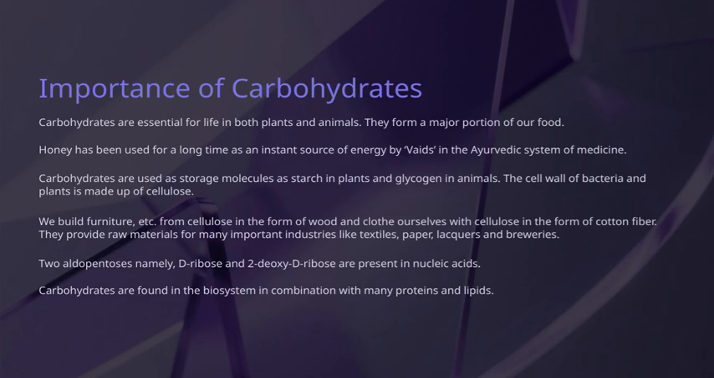Carbohydrates serve as storage molecules too. Plants store energy as starch, while animals store glycogen. The cell walls of bacteria and plants are primarily made of cellulose, giving structural support and protection. Honey, a natural carbohydrate, has been used for centuries as an instant energy source, especially in traditional Ayurvedic medicine.